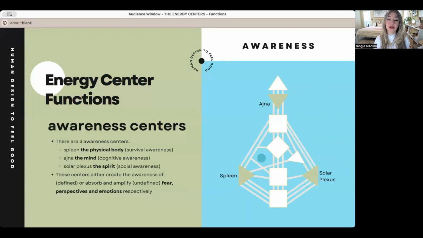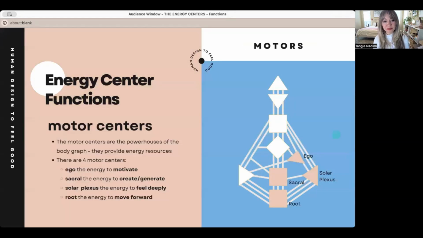These are the 3 awareness centers. We have the spleen, the ajna, and the solar plexus. The spleen is representative of the physical body and survival awareness, or instinctive awareness. Next, the ajna is representative of the mind, or cognitive awareness. And lastly, we have the solar plexus center, the spirit, or social or emotional awareness. These centers either create the awareness when they are defined, or colored in a chart, or absorb and amplify the awareness of fear, perspectives, and emotions, respectively, when they're undefined in a chart.